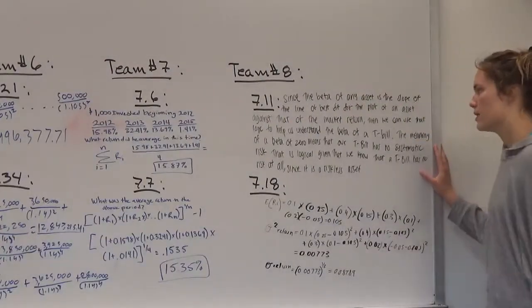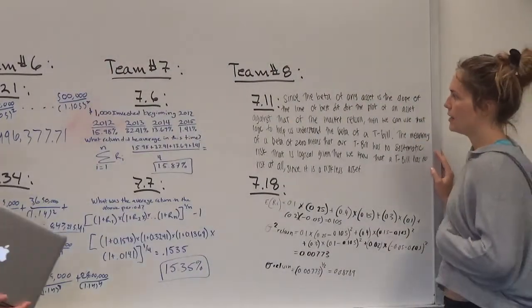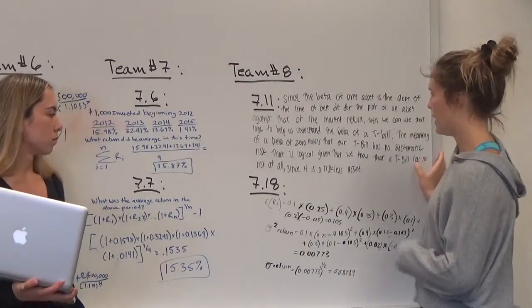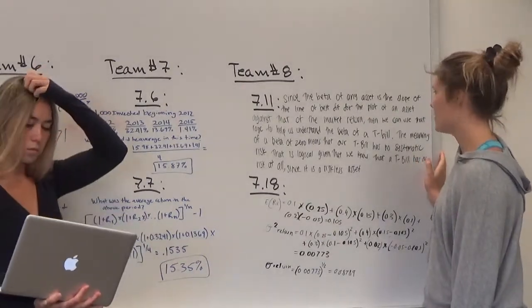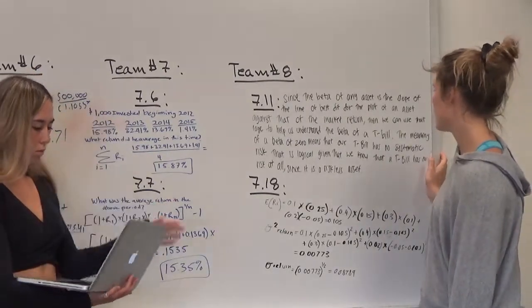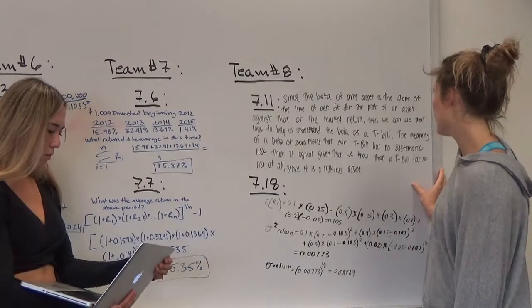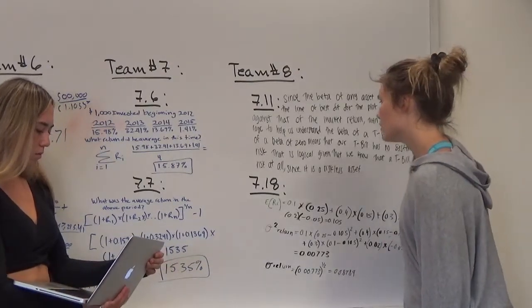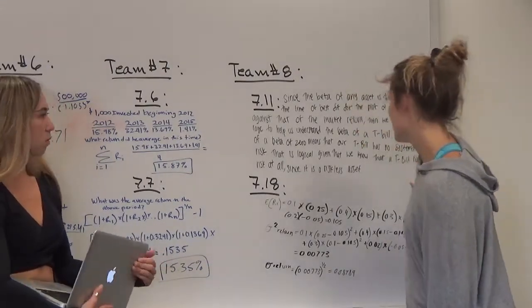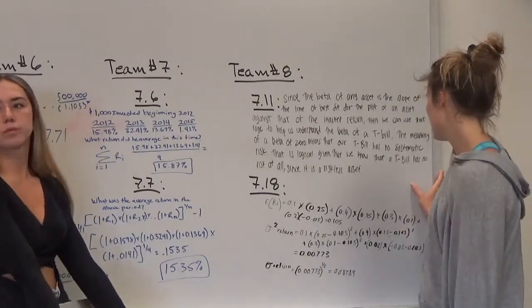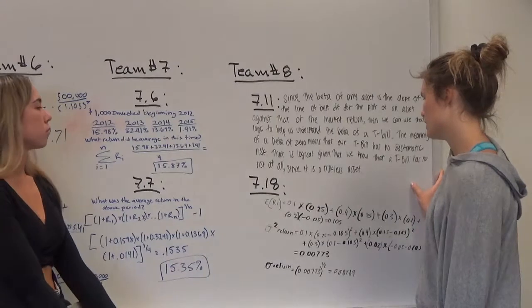So our first one's on T-bills, and the answer is, since the beta of any asset is the slope of the line of best fit for the plot of an asset against that of the market return, then we can use that logic to help us understand the beta of a T-bill. A beta of 0 means that our T-bill has no systematic risk.